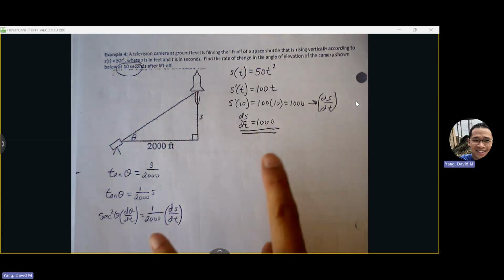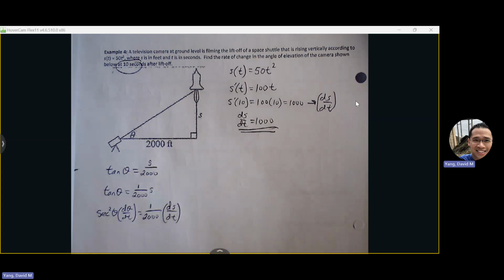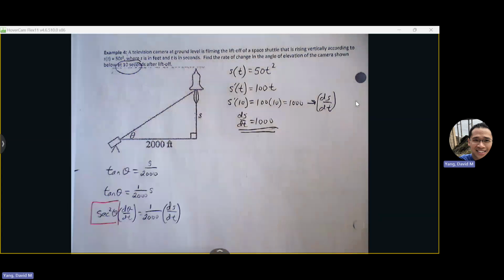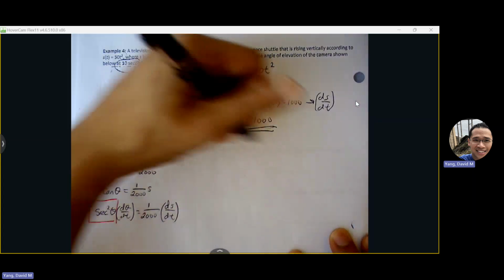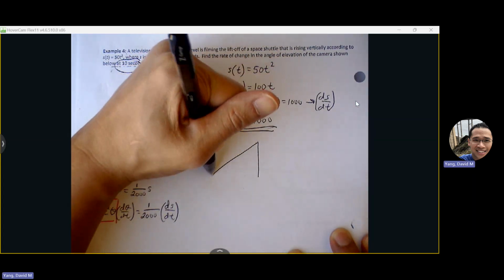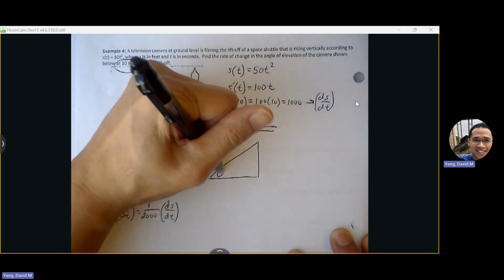So we have ds dt that we can plug in. We know we're looking for d theta dt. Now the last piece of information that we need is figuring out what is secant of theta. Remember, we're never solving for theta. We're always trying to find the full trig ratio to replace. So we're going to draw a separate triangle and find all the missing sides, so we can find the ratio that we can replace secant theta with.